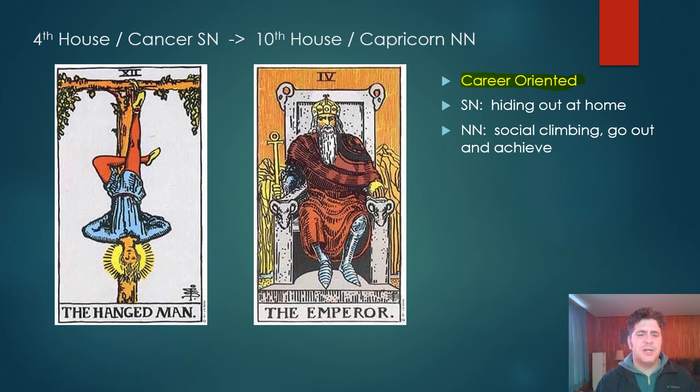Now the south node is hiding out at home, being home and family oriented, kind of sheltered, maybe even fearful. And the north node is about going out there and achieving things, achieving status, achieving prestige, that sort of stuff.